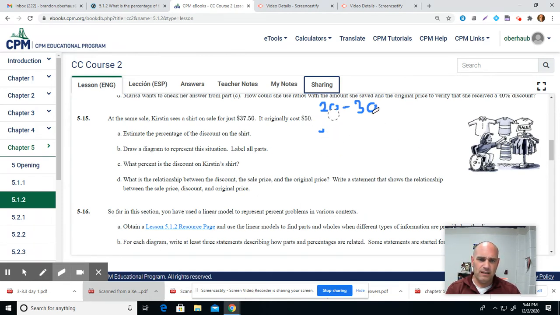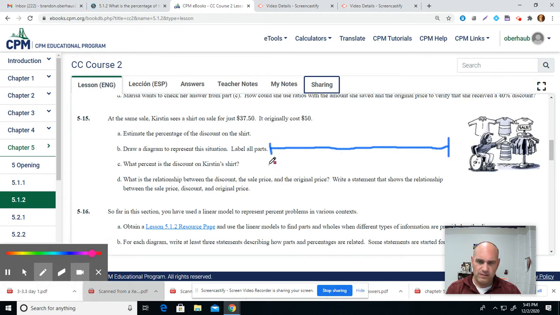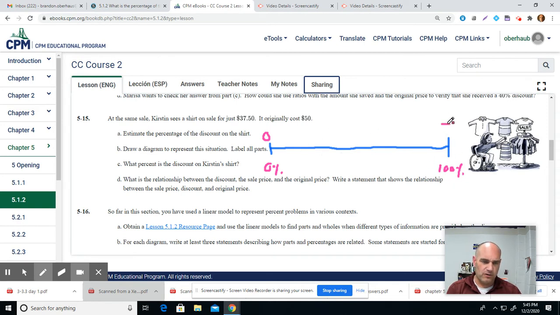So let's see here. Draw a diagram to represent this situation. Label all the parts. All right, so we're going to draw our diagram. This is going to represent the whole thing. On the bottom is always my percents. So over here is going to be 0%, and over here is going to be 100%. Here is going to be the price of the shirt. If it costs nothing, that'd be 0%. The original cost would be the 100% of the shirt. So that's going to be $50 here.